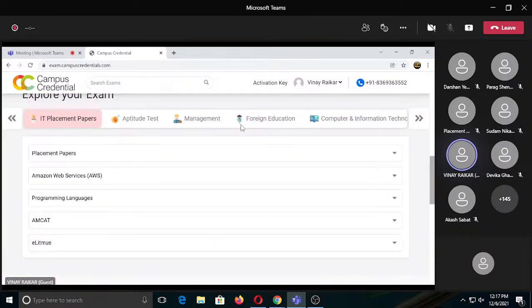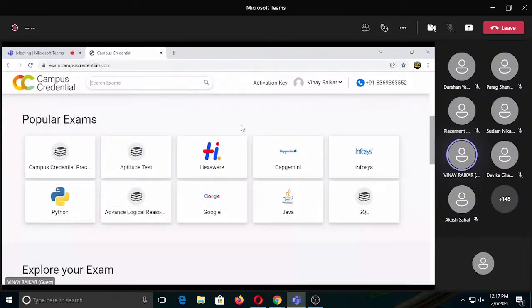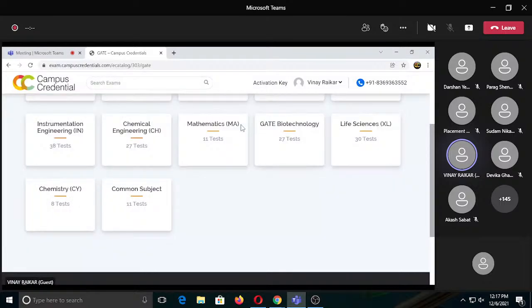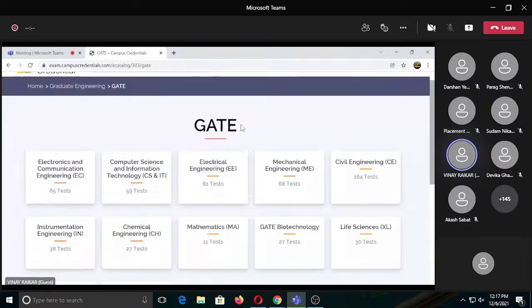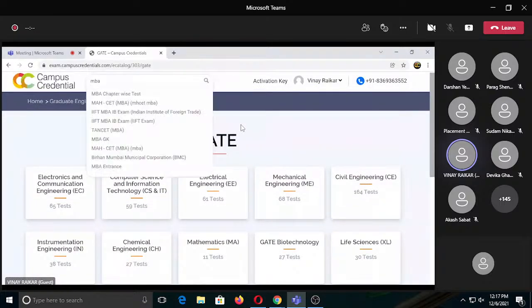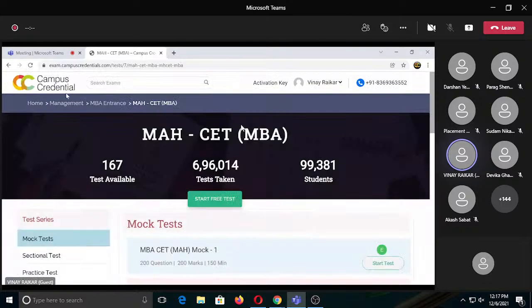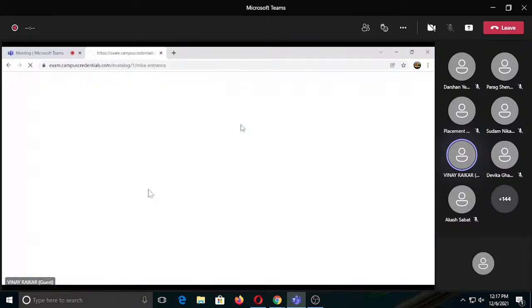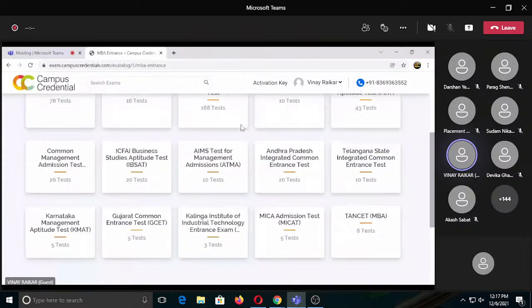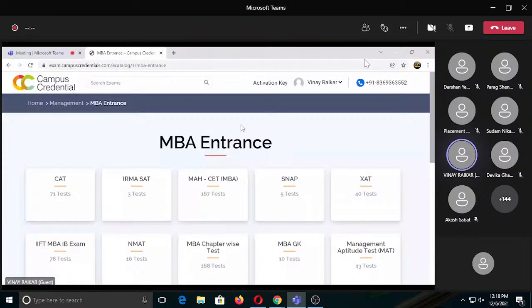Eventually, people who are preparing for GATE and all, we also invite you for this because we'll have almost all the exams under this one platform. If you're moving towards an MBA entrance exam, you can just type any exam you're planning for. If you want to go for Maharashtra MBA, let's take management exams, you have almost all of them: CAT, XAT, IIFT, MAT and all. So this is all about our platform.